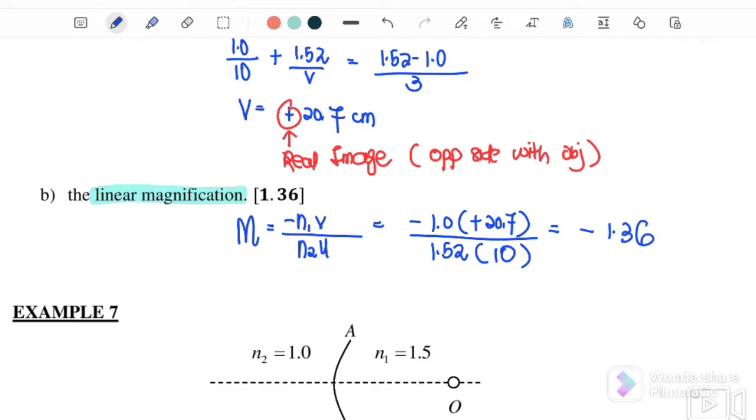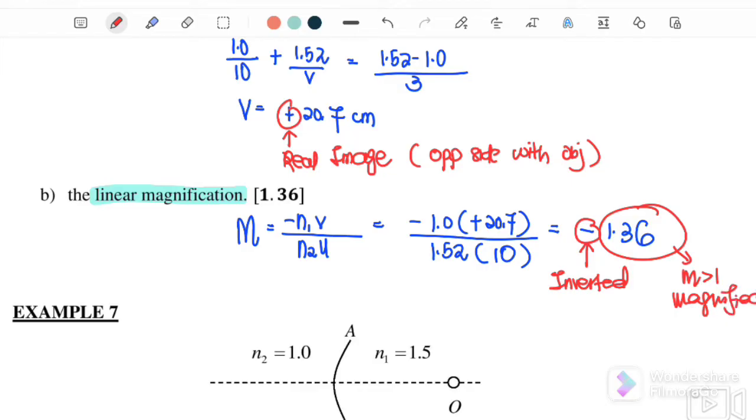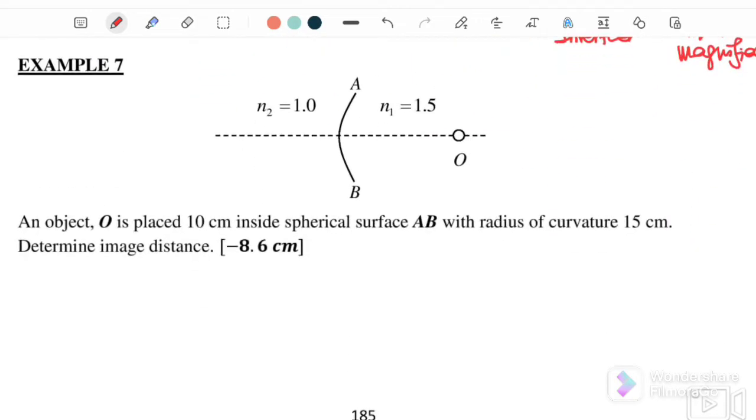Here they give you two pieces of information. The first is that m is negative, meaning that the image formed will be inverted. The second is that the magnitude of m is greater than 1, and when it is greater than 1, the image is magnified. Next, example number 7.